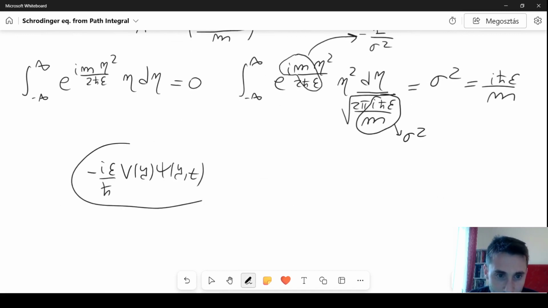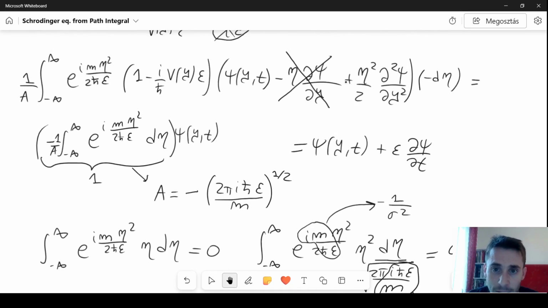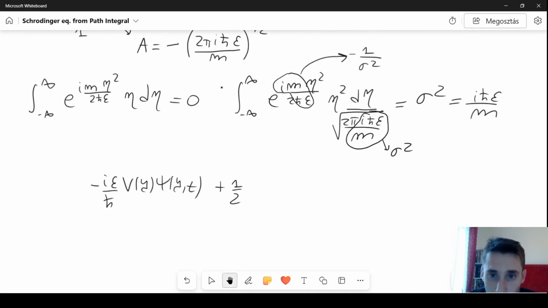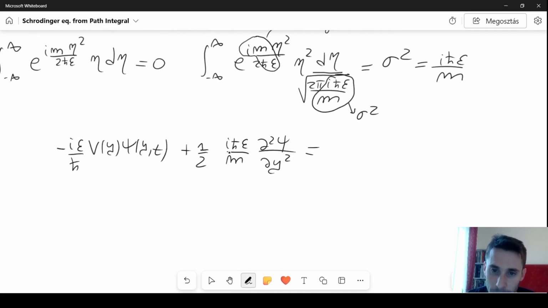So we are left with this, and we are left with the term proportional to the second derivative of psi with respect to y. So that gives us 1/2. So it's this factor here of 1/2, and then we have the integral containing this eta squared, which gives us this. So we have i h bar epsilon divided by m, second derivative of psi with respect to y squared, whereas on the right we are just left with this term here, epsilon d psi dt.